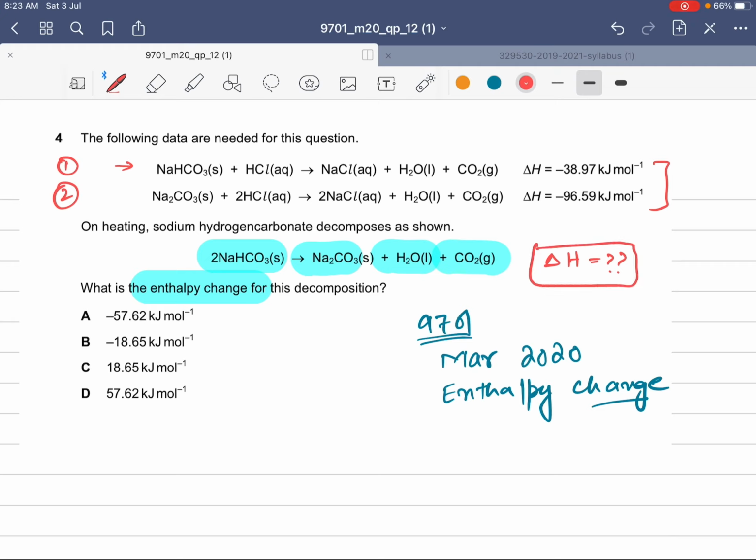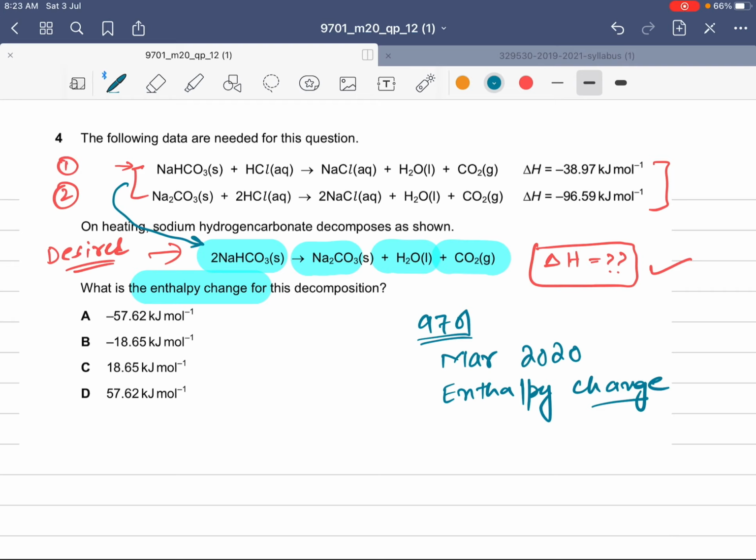Now, in this type of question in which we have equations already mentioned, and by using those equations we have to solve for the delta H of the desired equation. Let's say this is our desired equation. This is the equation of which delta H we have to find. So the most simple technique would be to convert these two equations into this one by adding these two equations, right? So how would we do it? Let's just look at this one.